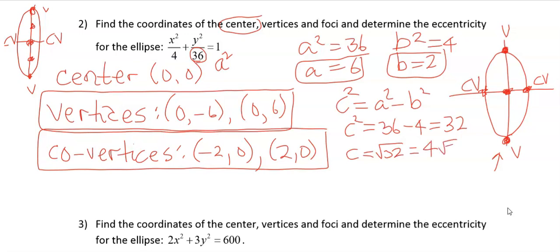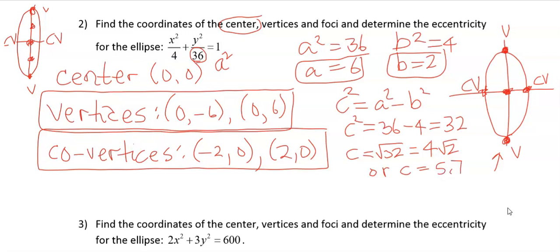You could leave it as a radical if you wanted to, or you could say C is equal to, as a decimal, what's that as a decimal? Let me get my calculator. 4 times 1.414 approximately. So 4 root 2 is actually approximately 5.7. One decimal place is fine.